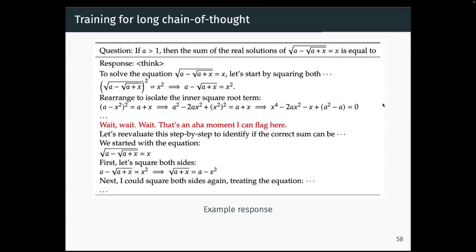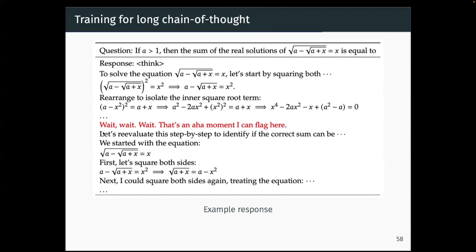And then if you look at the chain of thought, it might look something like this. Here they have this think token, and then here there's dot dot dot because it could be like 10,000 tokens long. And you can see that the model has learned to solve the problem. And then the interesting thing here is it says, wait, that's an aha moment I can flag here.